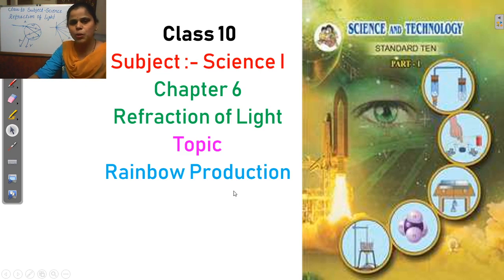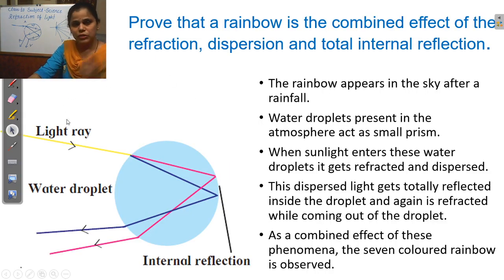And our today's topic, rainbow production from the chapter number 6, refraction of light. So just move on to our today's topic. Our question is, prove that a rainbow is the combined effect of refraction, dispersion and total internal reflection.